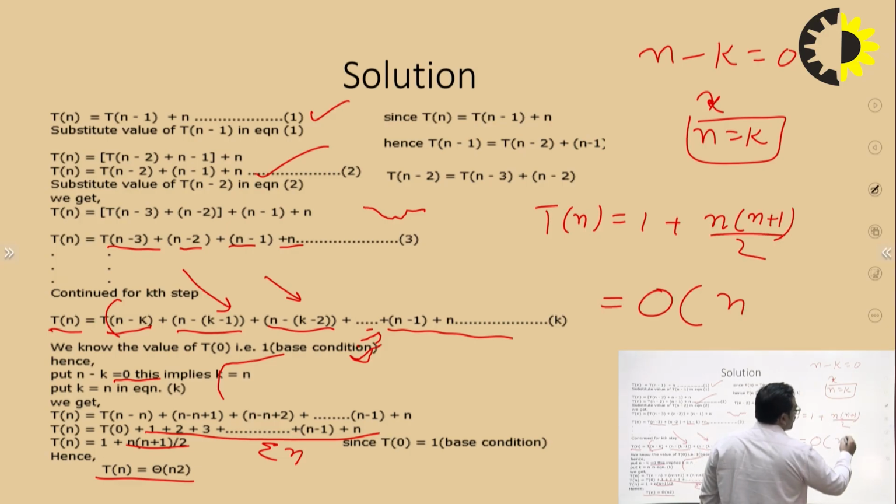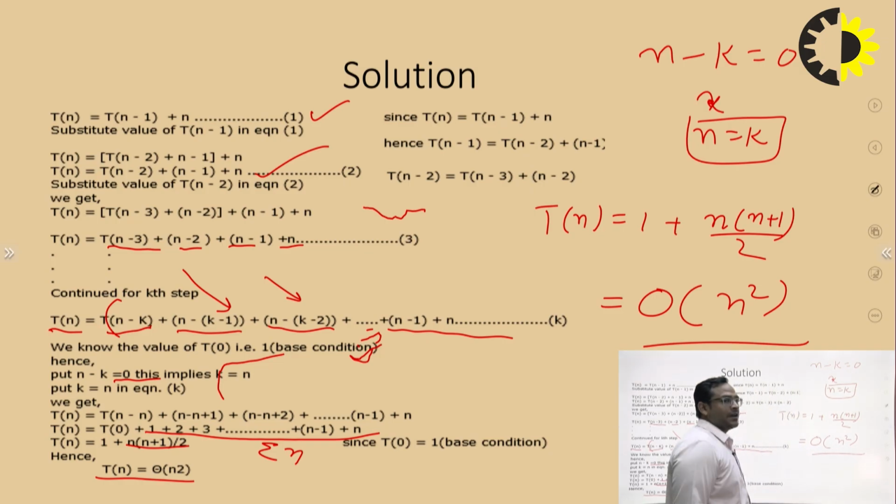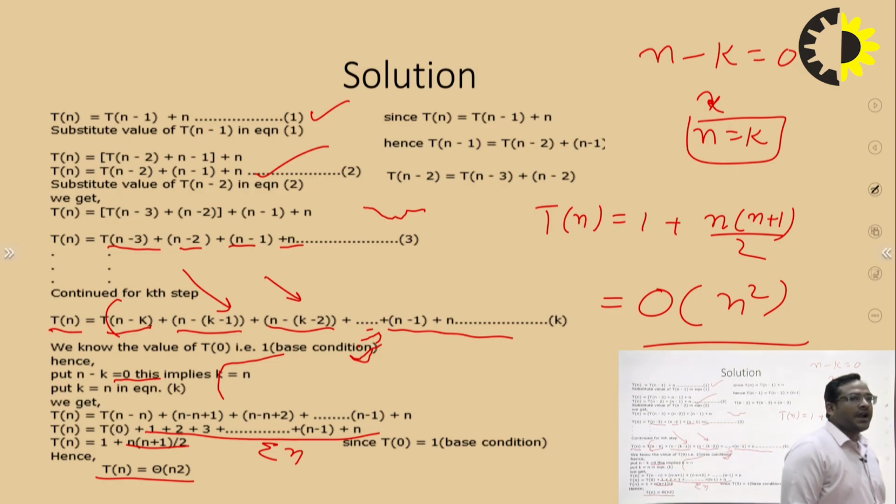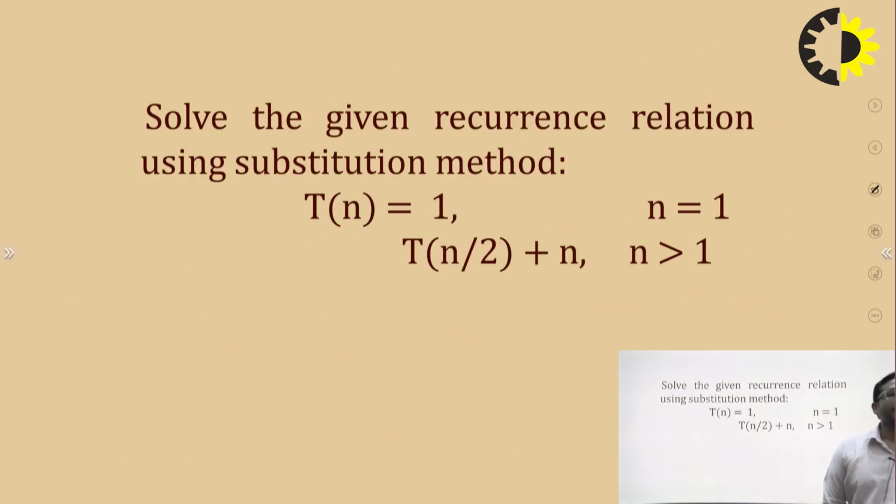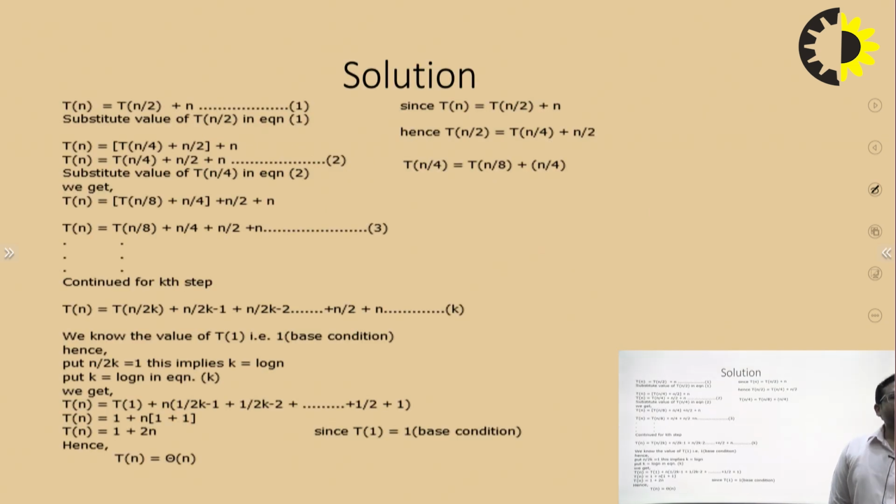Big O of n square. The highest power you have to take here as the complexity, and ignore all the other powers. One more example: Tn is equal to T(n by 2) plus n. How can it be solved?